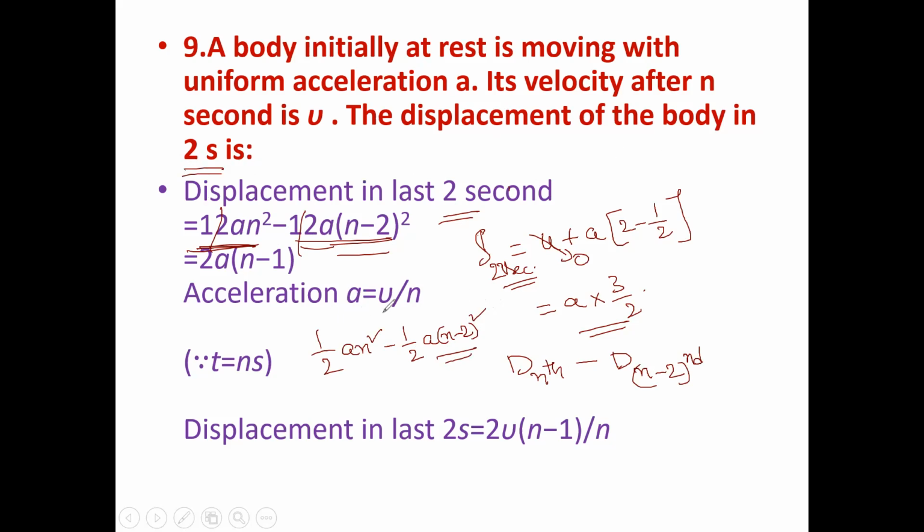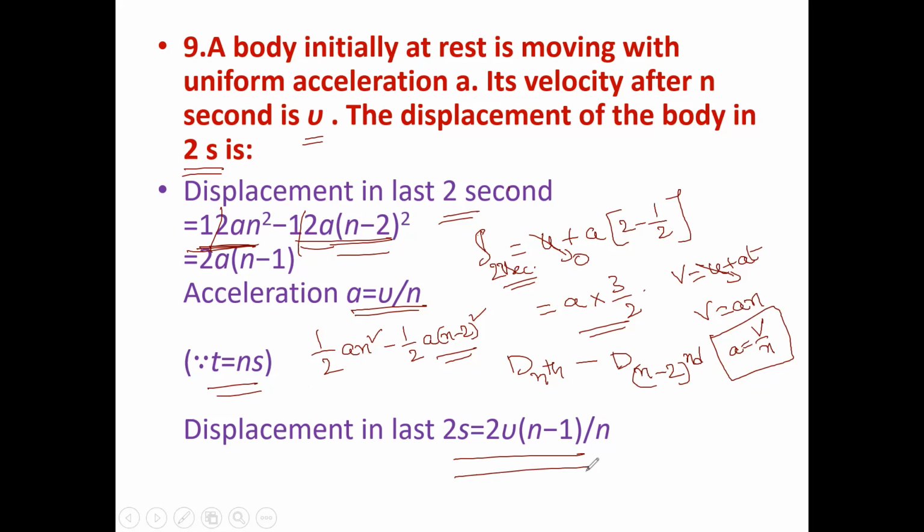Okay, that is displacement. And the acceleration a is v by n. Why is it v by n? Because the body is moving with a uniform acceleration, and the velocity after n seconds is v. It took n seconds to reach the velocity v, right? So velocity v is given by v is equal to u plus at. From this t is equal to n. When you substitute, you get v is equal to an, so a is equal to v by n. So you can give the substitution t is equal to n seconds to get this.